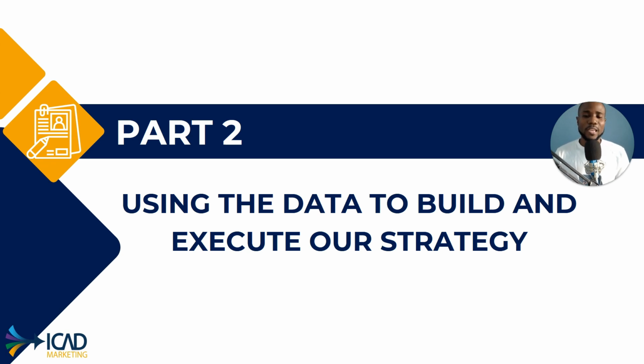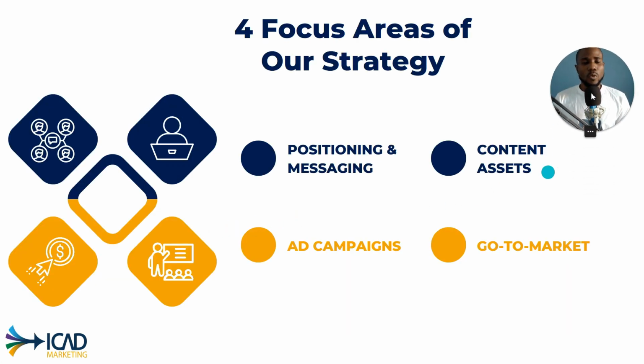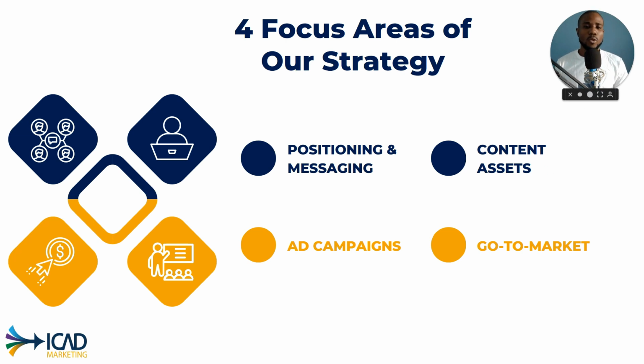All right, so now we get to part 2, using the data to build and execute our strategy. So really what we wanted to do was focus around 4 different areas in terms of our go-to-market strategy. The first was positioning and messaging. The second was content or content assets that we wanted to create and develop for the particular strategy and campaign. The third was ad campaigns in terms of how would we execute to actually generate particular leads or webinar attendees or registrants, whatever it is that the marketing objective was for this particular go-to-market strategy.